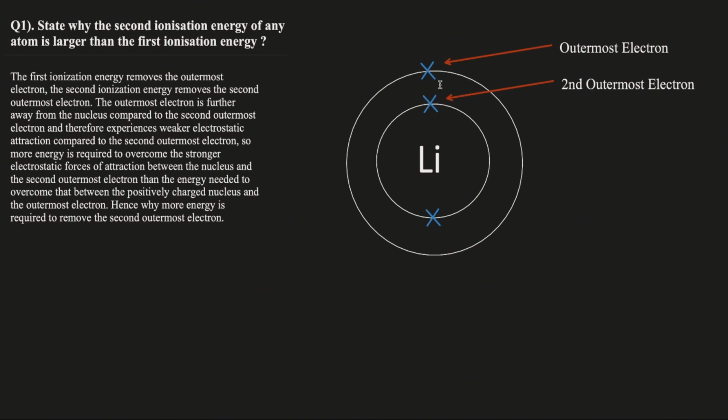So more energy is required to overcome the stronger electrostatic forces of attraction between the nucleus and the second outermost electron than the energy needed to overcome that between the positively charged nucleus and the outermost electron, hence why more energy is required to remove the second outermost electron. So from this, as a general rule, we can say that the second ionization energy is larger than the first ionization energy, and the third ionization energy is larger than the second ionization energy, the fourth is larger than the third, and so on.